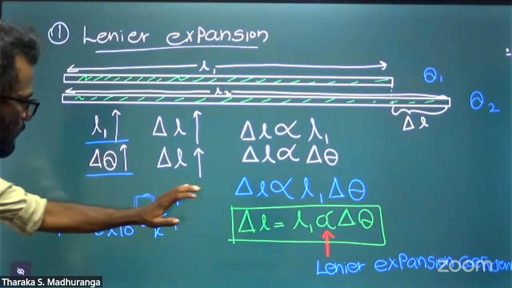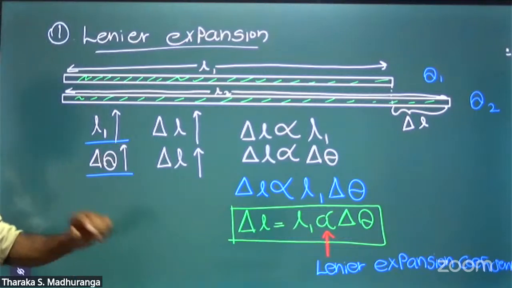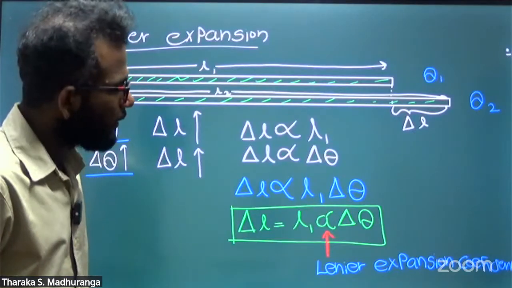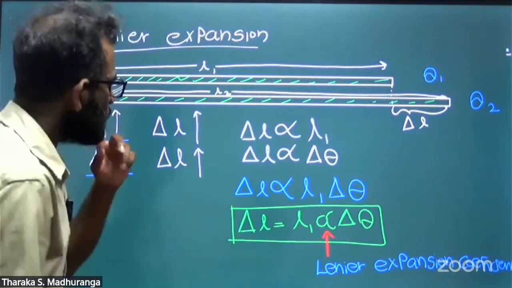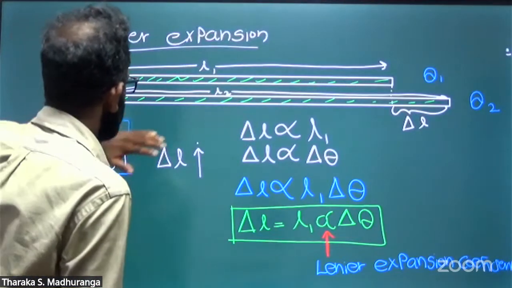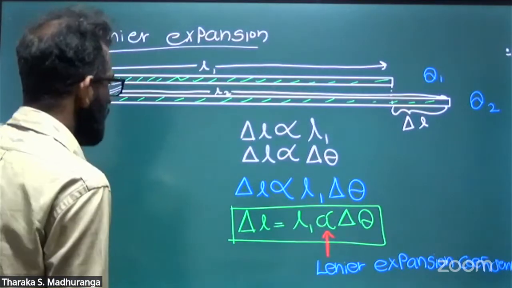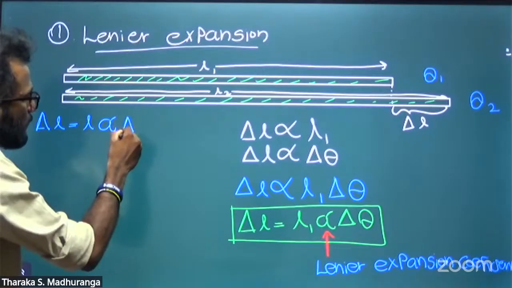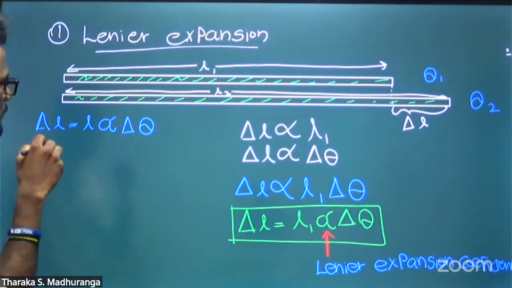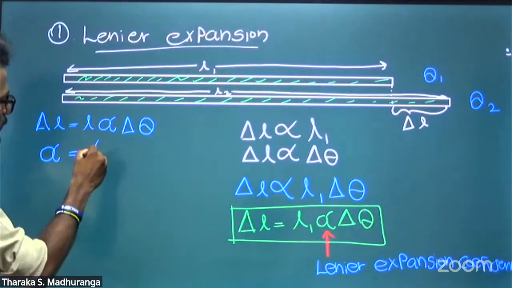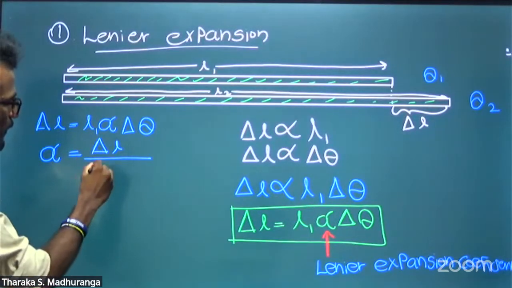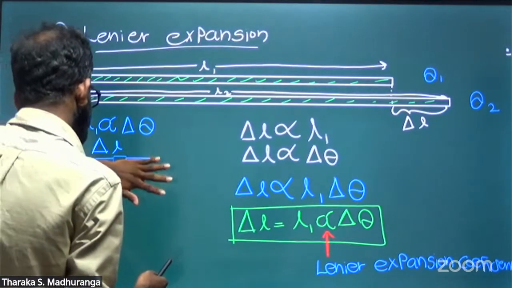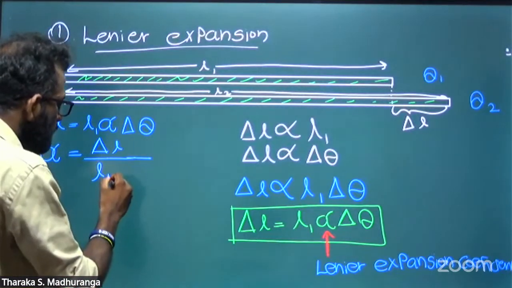Okay, complete. Now, what is the linear expansion coefficient? Can you isolate this linear expansion coefficient? I will erase this part. Now I'm going to isolate alpha from the equation delta L equals L1 alpha delta theta. If I isolate it, I get alpha equal to delta L over L1 delta theta.